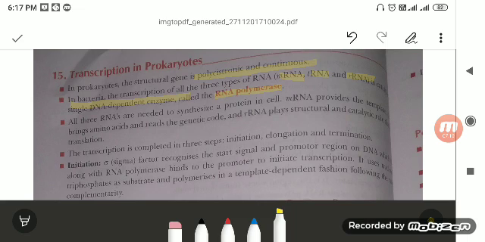So mRNA, as the name indicates, is a messenger RNA. It provides the template, meaning it brings the message in the form of codons, whereas the tRNA brings the amino acid and reads the genetic code, and rRNA plays structural and catalytic roles in the translation.